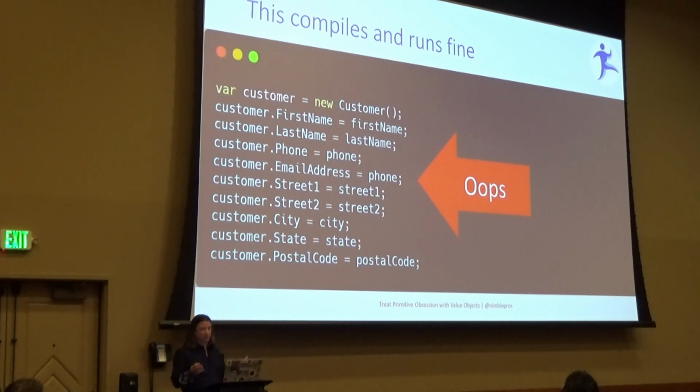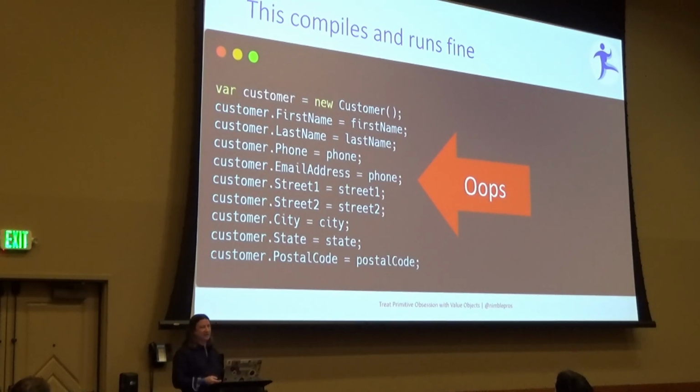And probably that all works, and your database will happily accept phone numbers in the email address column. And no one will notice until someone notices, right? Because everything compiles, everything runs, and it's great. But cleaning that up will be a challenge. And now you don't have anybody's email address, and you have to explain that to your boss.